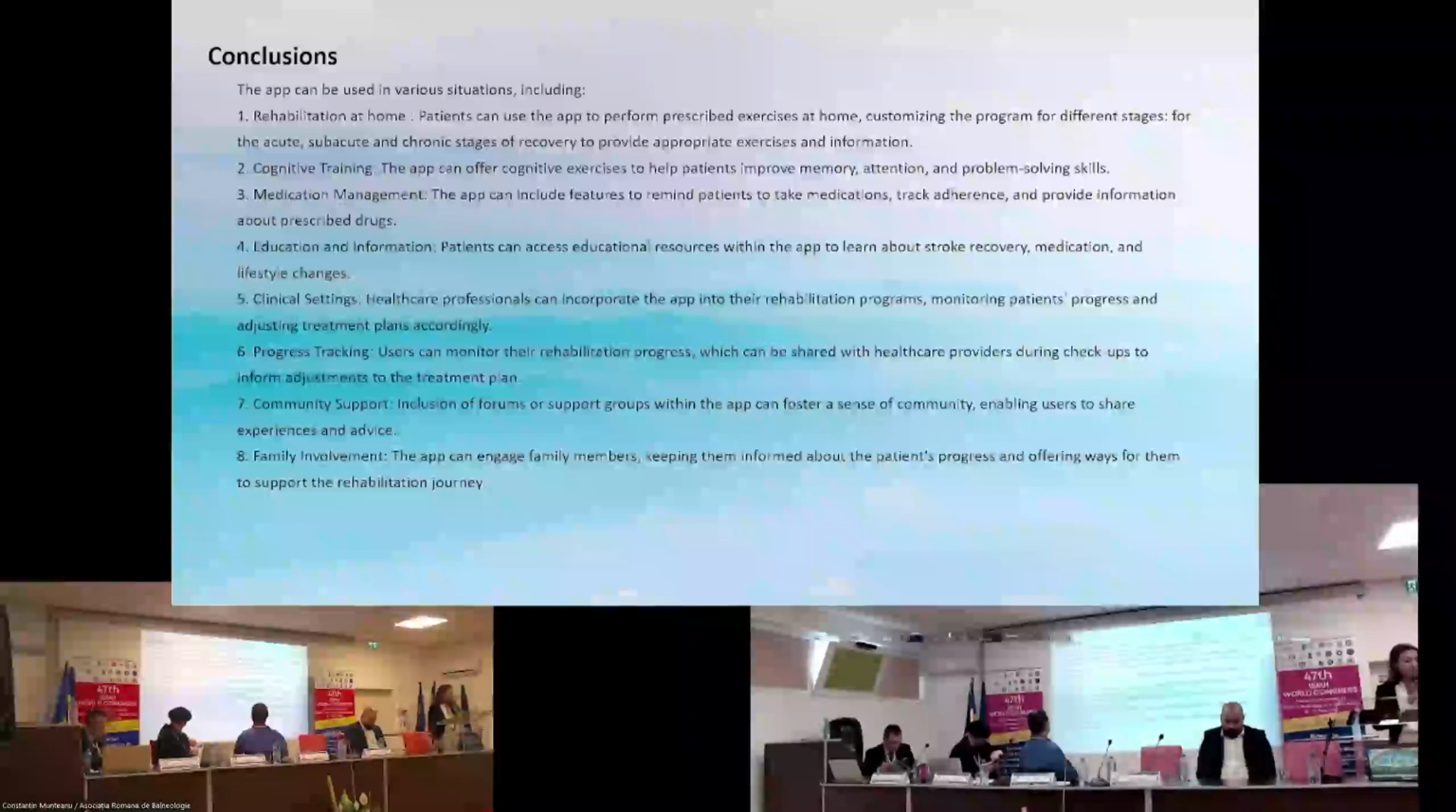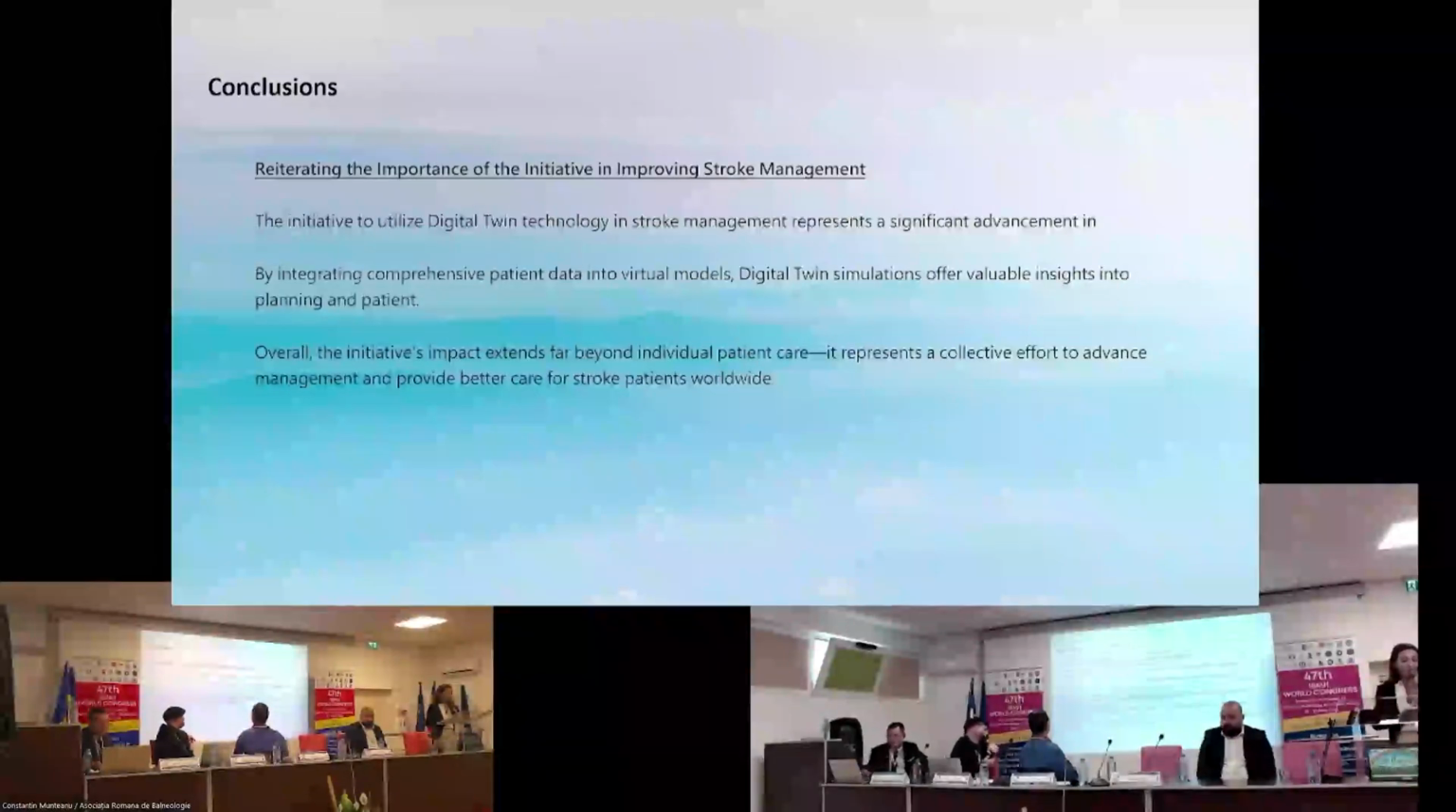Also about community support, inclusion of forums or support groups within this app can foster a sense of community, enabling patients to share experience and advice. And also the app can engage family members, keeping them informed about the patient's progress and offering ways for them to support the rehabilitation process.